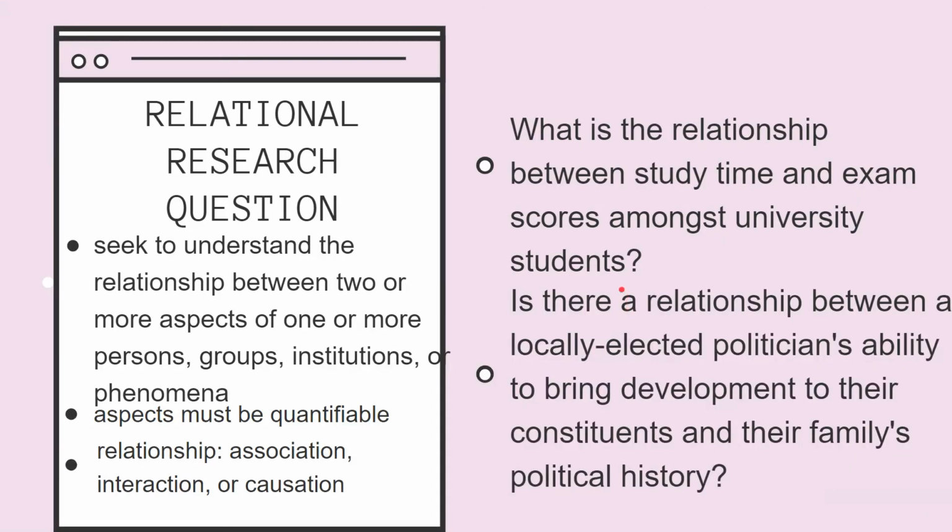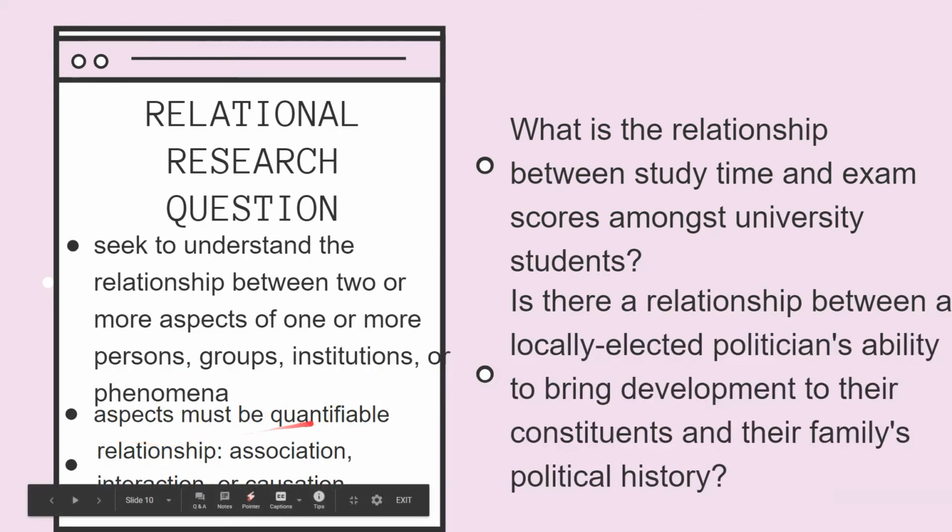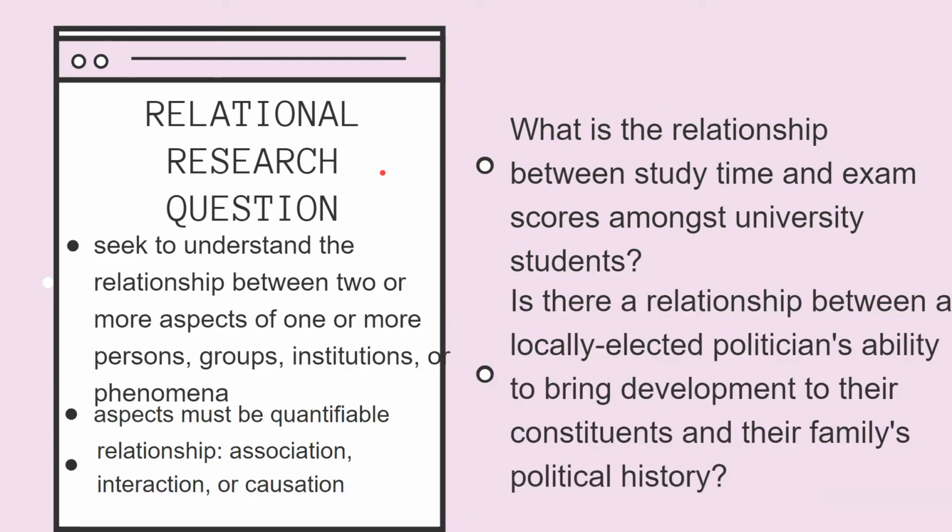And last is the relational research question. Relational research questions seek to understand the relationship between two or more aspects of one or more persons, groups, institutions, or phenomena. Aspects must be quantifiable. The relationship can be association, interaction, or causation.